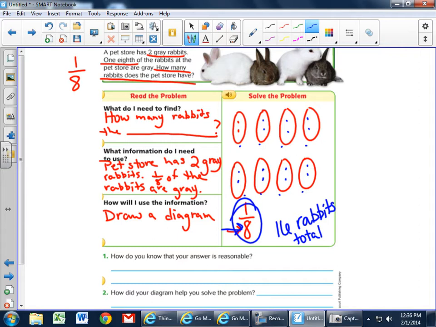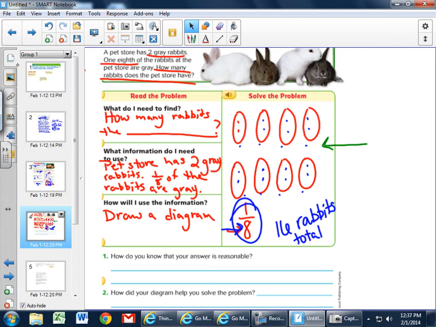Okay. How did the diagram help you to solve the problem? Think about how drawing this out with me helped you solve the problem. I don't think I could have solved that in my head. Drawing the diagram helps you see that you needed 8 groups, and that 1/8 of them had to have 2 rabbits in it. So then you could put 2 in all of the other ones. Okay? Again, just kind of going backwards from what we did yesterday.